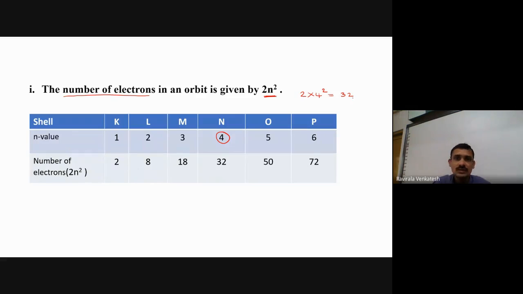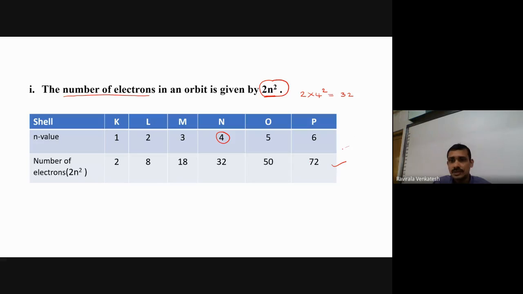So you will have 32 electrons. This is the formula useful for calculating the number of electrons present in the given orbit, given the principal quantum number. So all these are actually the number of electrons. Understood here? Right. So just remove this one.